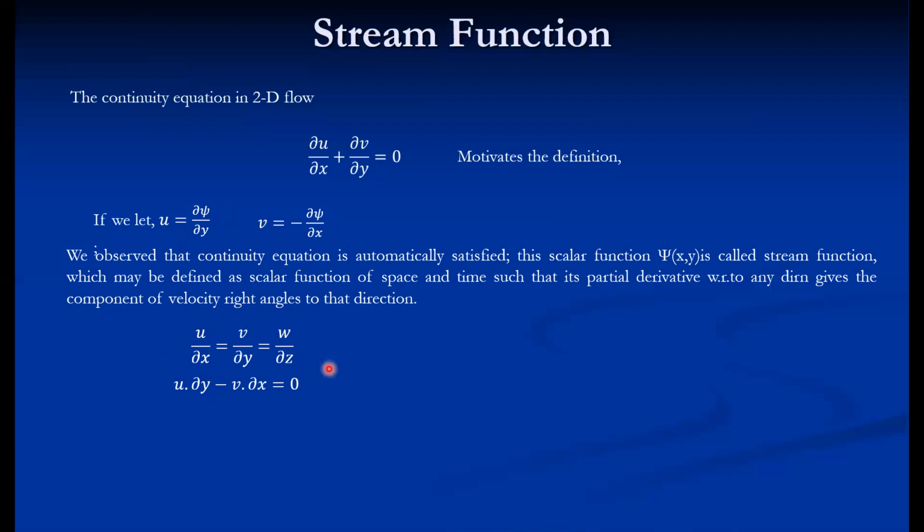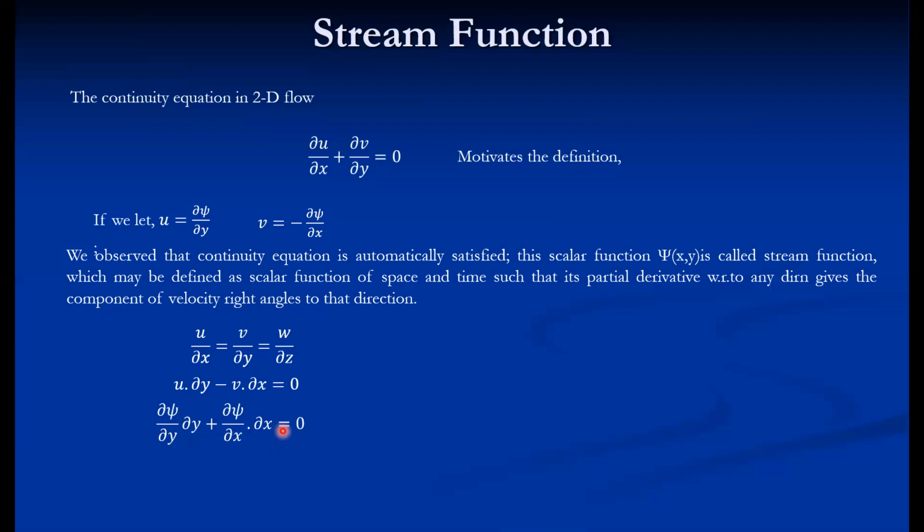That is for 2D flow: u ∂ψ/∂y... that is, u ∂/∂y minus v ∂/∂x is equal to 0. So instead of u, if we put ∂ψ/∂y, and instead of v, we put minus ∂ψ/∂x, minus minus gives plus. So this is the expression.